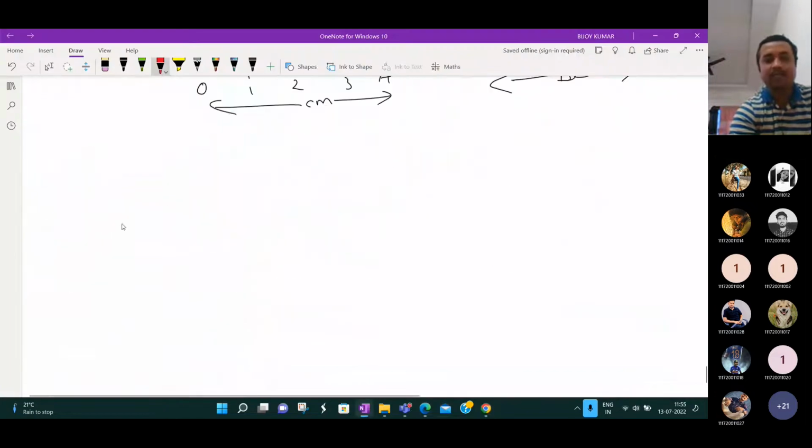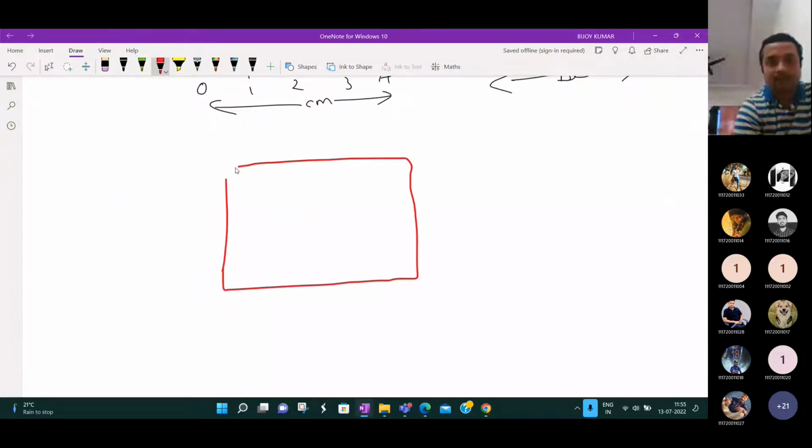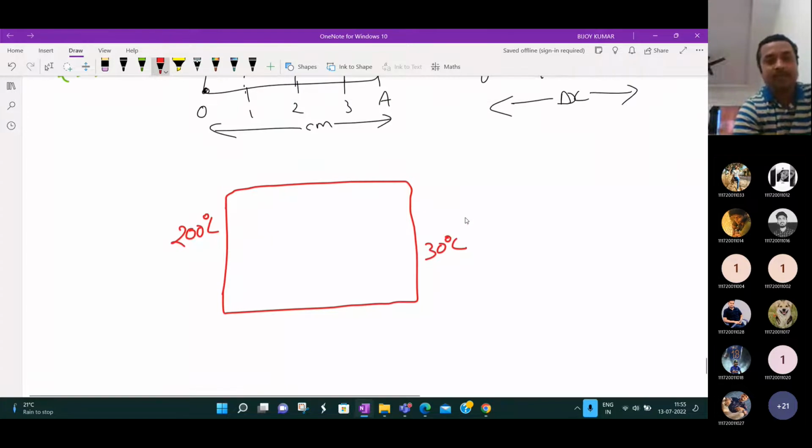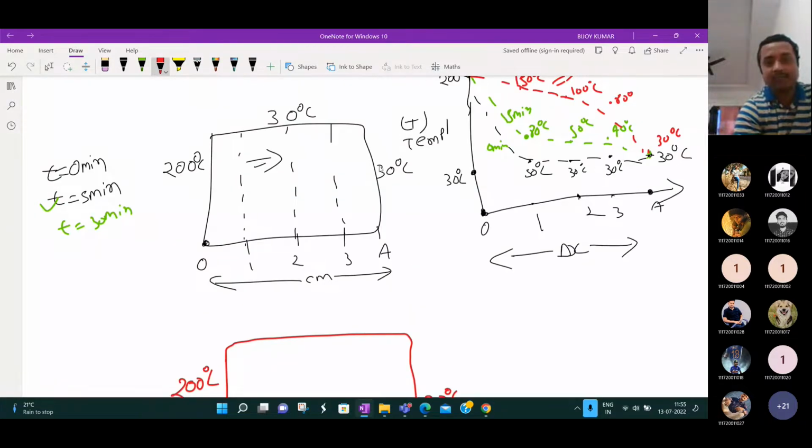Okay, next let us learn what we mean by steady state. Same example: 200 degrees centigrade on one side, 30 degrees centigrade on the other. Now what will we do? If you increase the 200 degrees centigrade here, and keep this side at 30 degrees centigrade, slowly the temperature will increase. Till how much time? Till 0 minute, 5 minute, 30 minute, 2 hour, 3 hour.